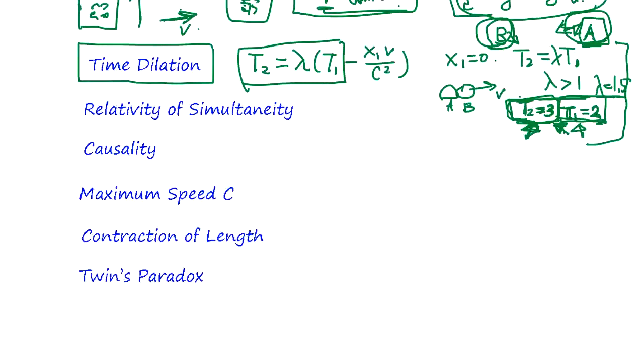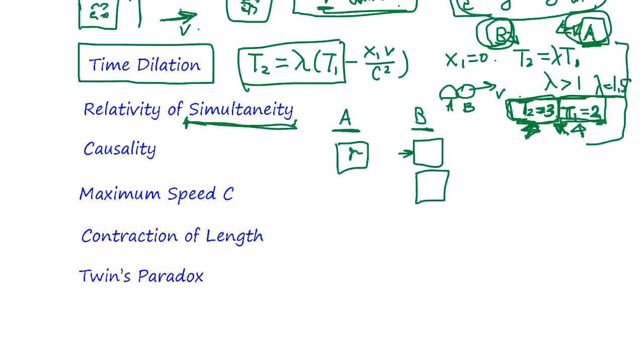So once time dilates, what happens to simultaneity? The events are never simultaneous for observers A and B, because for an event happening at A, B sees it slightly late. The other way around too: any event happening at B, A sees slightly late. So they never see the event at the same time.